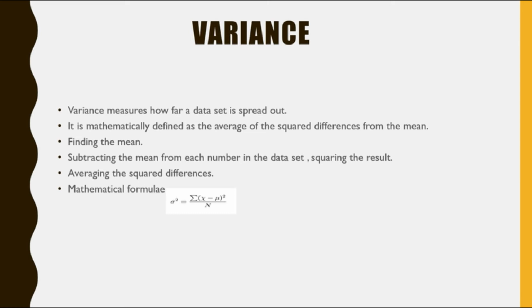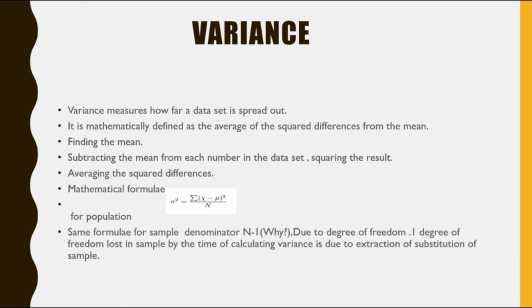This formula represents the population. So what is the mathematical formula for the sample? It is the same as for the population, but the denominator becomes n minus 1. Why? Because a degree of freedom is lost in a sample when calculating the variance. When you extract a sample and calculate the variance, you lose one value, so n minus 1.